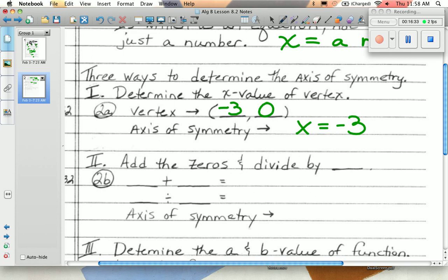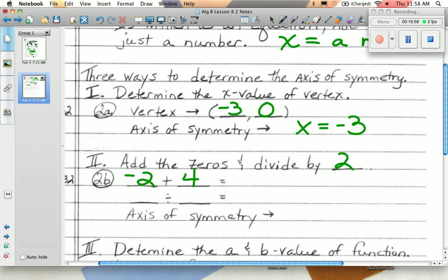The zeros are -2 and +4. Everybody see those? We're getting those from the graph. What do we do with them? The zeros are -2 and +4. We're going to add those together, and to get halfway between them we divide by 2.